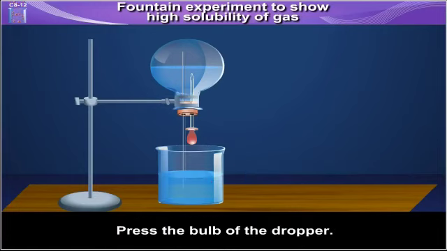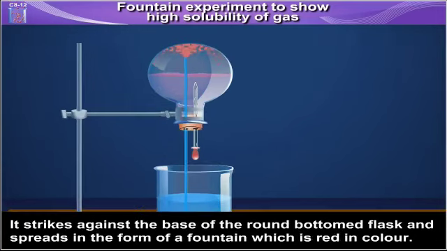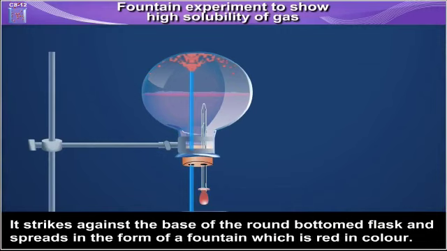Press the bulb of the dropper. It is seen that the blue litmus solution rises up in the jet tube and issues out of the nozzle with great force. It strikes against the base of the round-bottomed flask and spreads in the form of a fountain which is red in color.